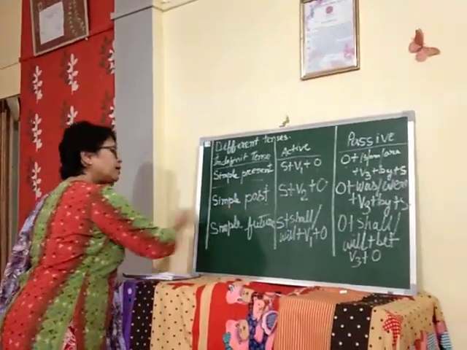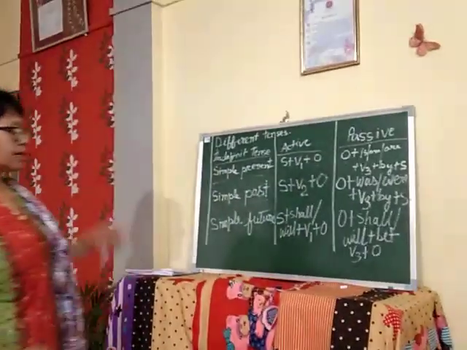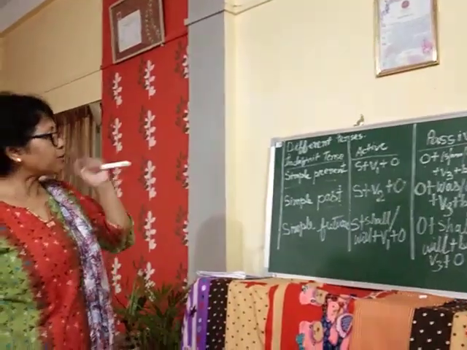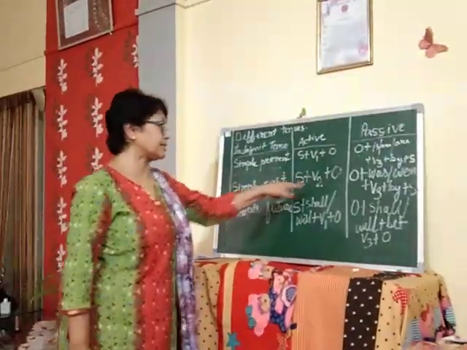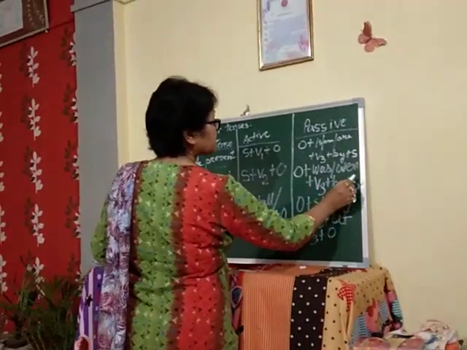In a similar way, in the past tense also, it is subject plus second form of verb. When it comes to the second form of verb, then we come to know it is a past tense. So in the passive: object plus was or were, plus third form of verb, plus by, plus subject.